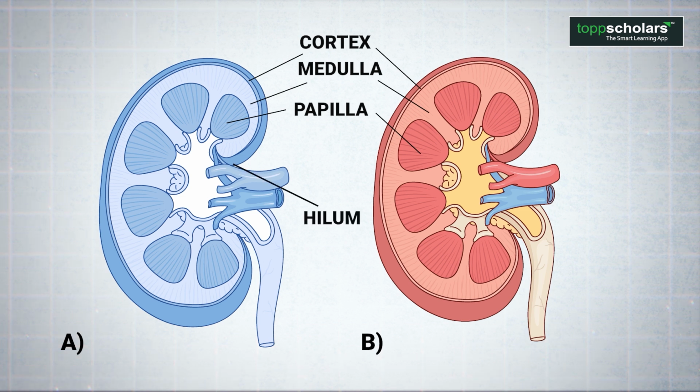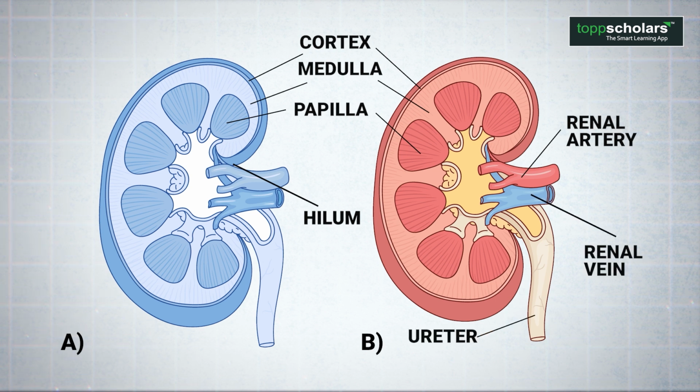Then we can see the hilum. The renal artery, renal vein, ureter, nerves pass through the hilum, and it is just like a small deep slit. And there are renal artery and renal vein. Renal artery carries oxygenated blood to the kidneys, while the renal vein carries deoxygenated blood to the heart.